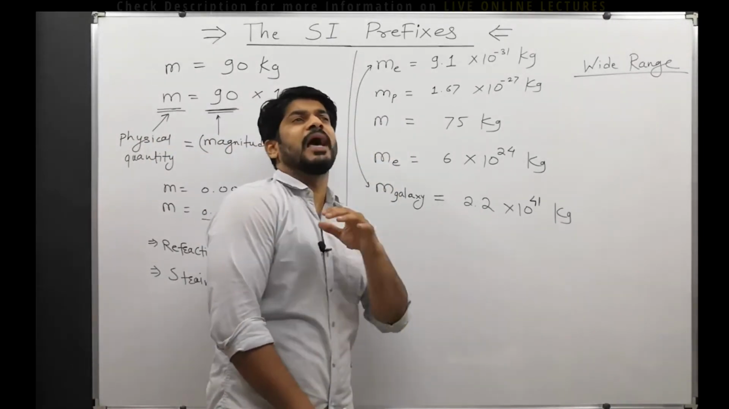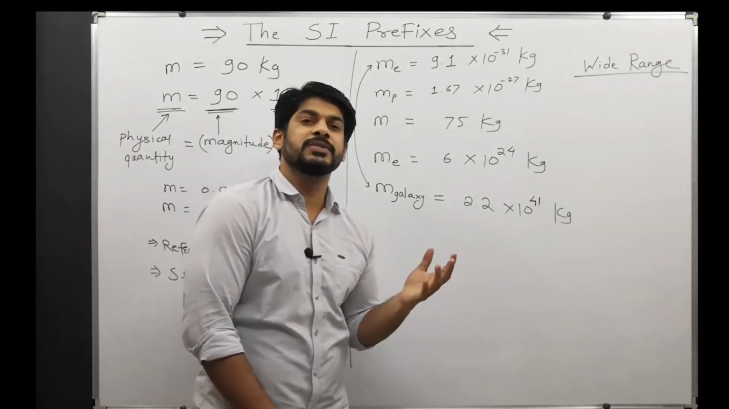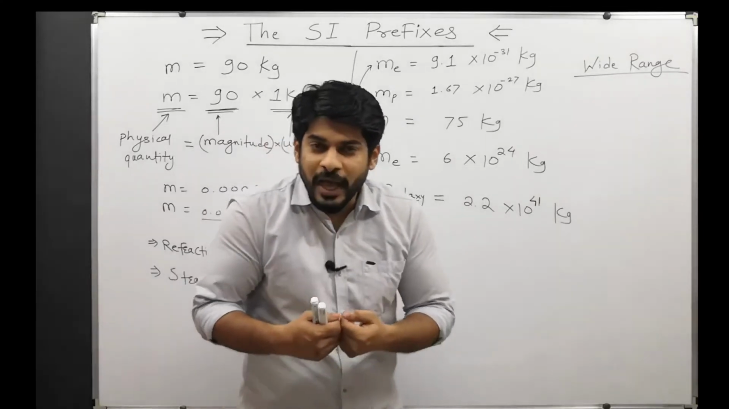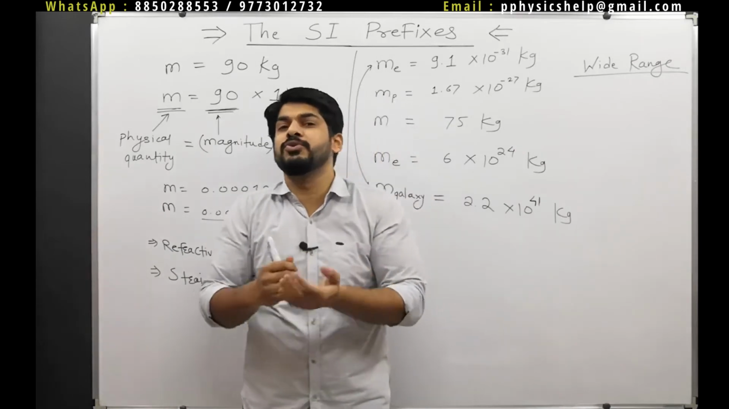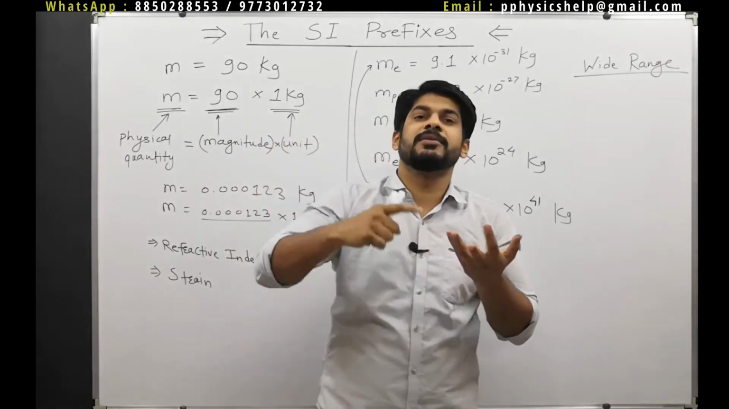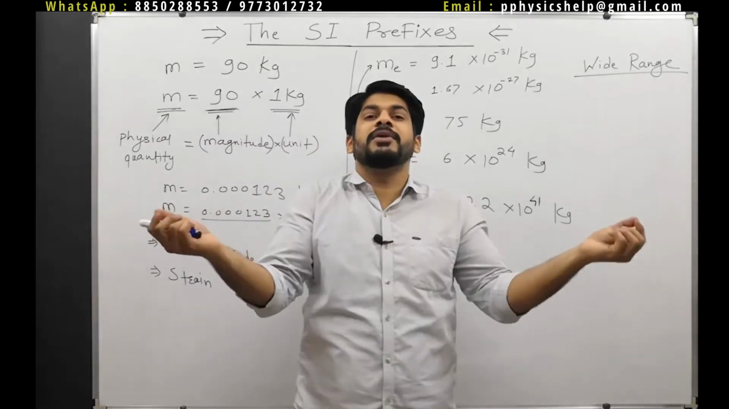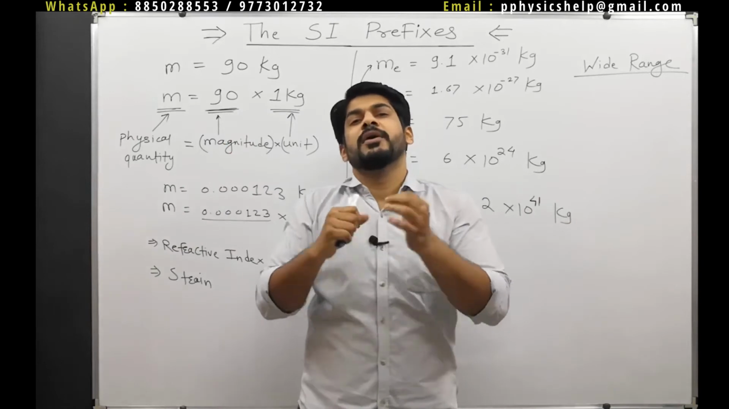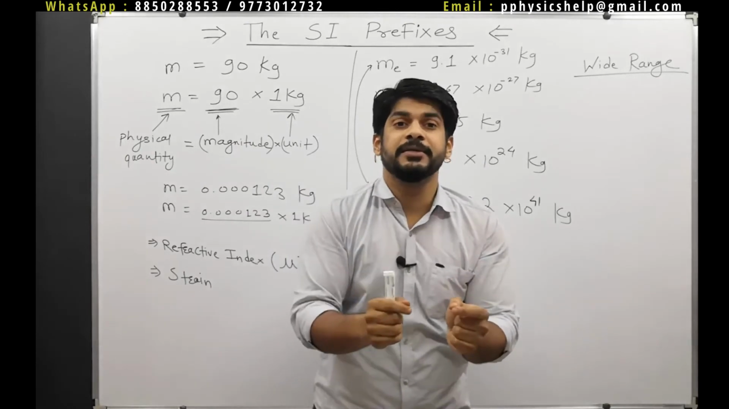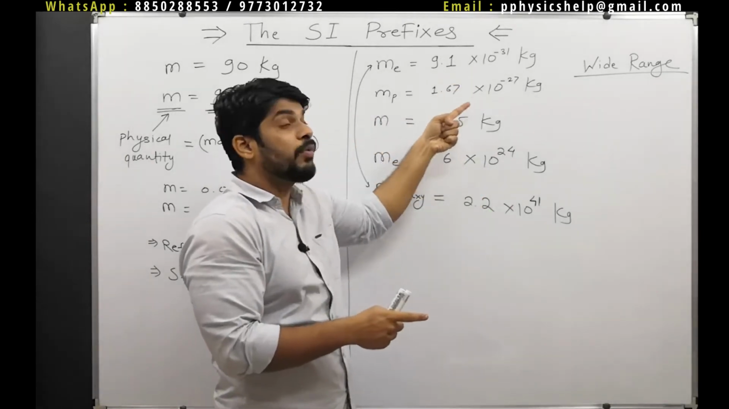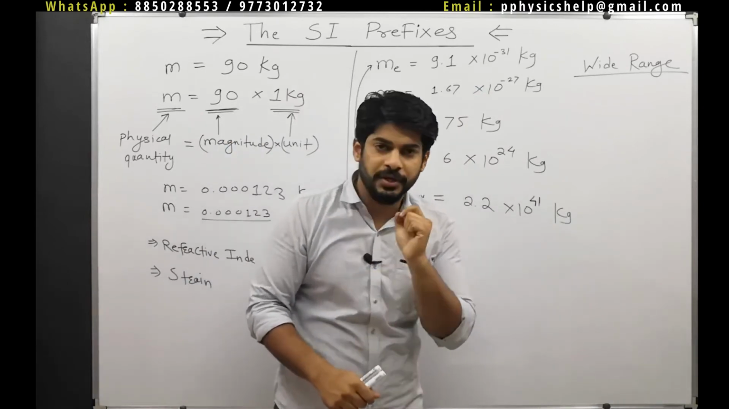This happens with all the other physical quantities also. They have values over a very wide range. You check any physical quantity, force, length, time, you will find out that every physical quantity has a very wide range of magnitudes, and that's why all these physical quantities are represented using powers of tens.